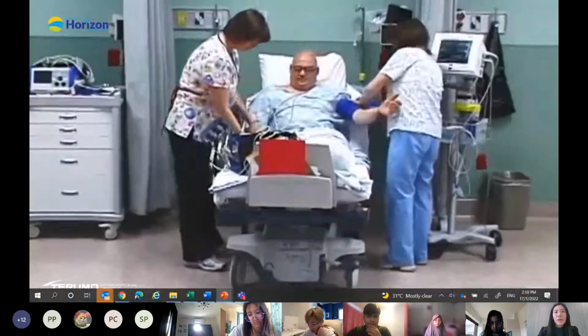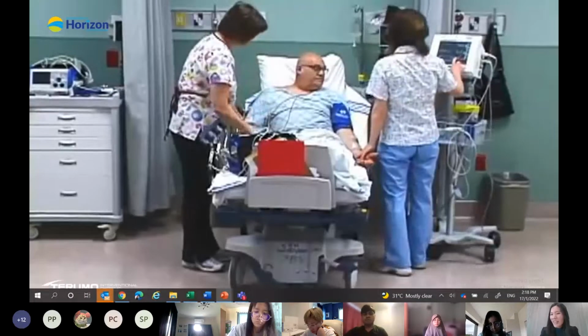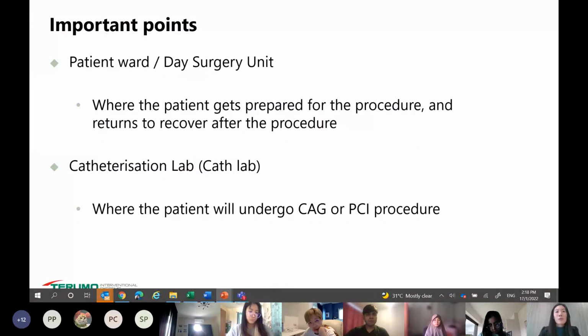Basically the nurses will be preparing the patient for this procedure not in the cath lab, but in the ward, and then they move into the cath lab. What is important to note is that there are these different rooms that you need to pay attention to. There's the patient ward, also called the day surgery unit. It's where the patient gets prepared for the procedure, and after the procedure, they will return to the patient ward to recover. The procedure is done in a cath lab, a catheterization lab, and this is where the patient will undergo a CAG or PCI.